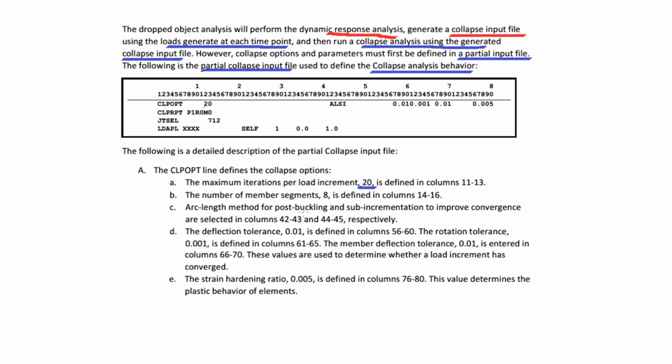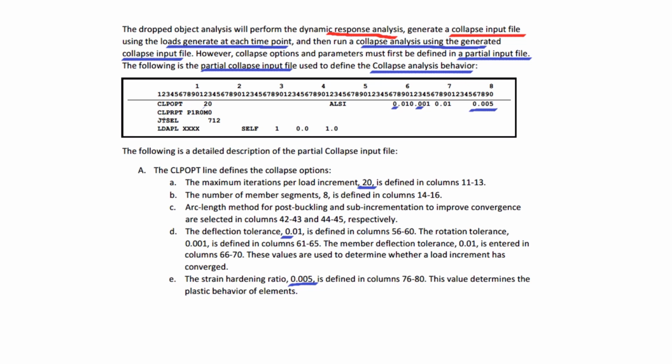Arc length method for post buckling and sub-incrementation to improve the convergence of the solver. The deflection tolerance 0.01, rotation tolerance 0.001, and member deflection tolerance 0.01 are entered in these columns. And the strain hardening ratio, here you can see 0.005, is defined in these columns. This value determines the plastic behavior of elements.